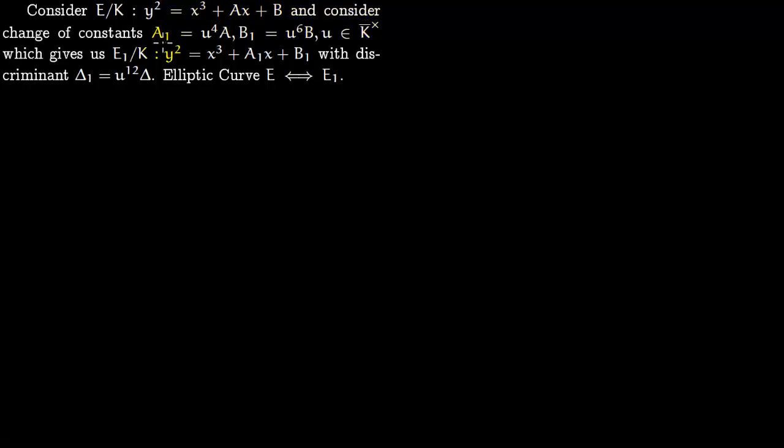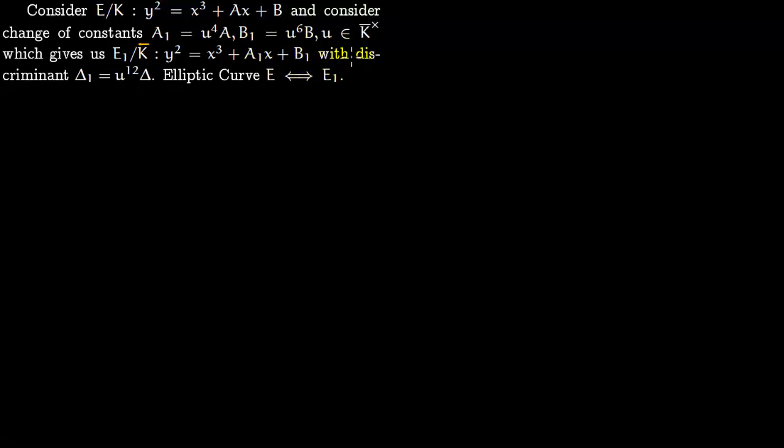And then you consider a change of constants. You set a1 as u^4 a, b1 as u^6 b, where u is taken from the algebraic closure of K, and this u should be non-zero. So this gives us a new elliptic curve, E1. And now let us say it is over the algebraic closure of our original field K. So this new elliptic curve is y^2 = x^3 + a1 x + b1.